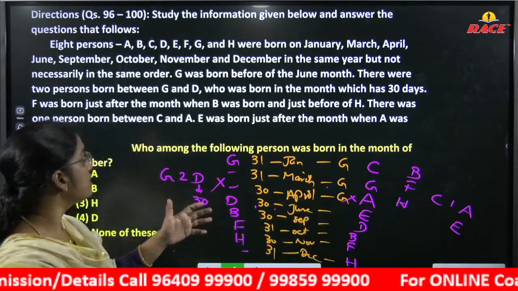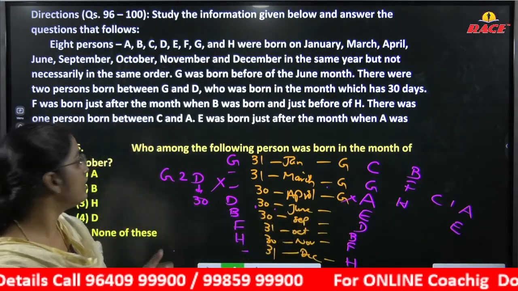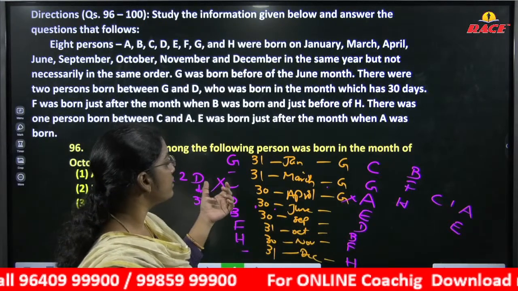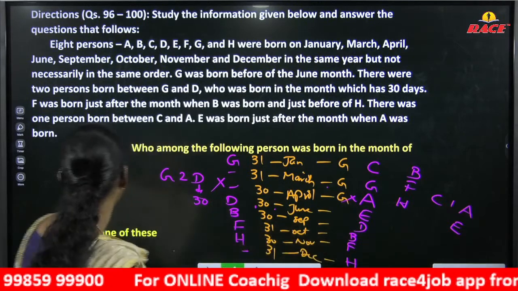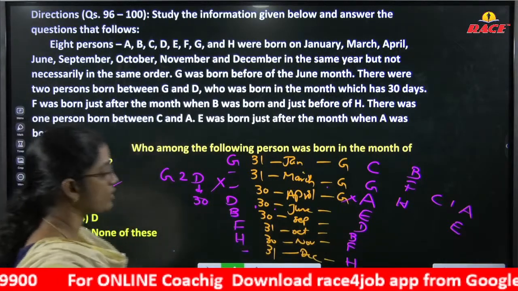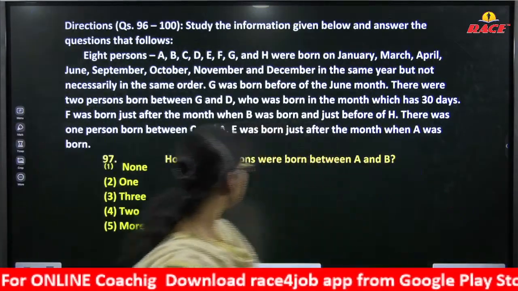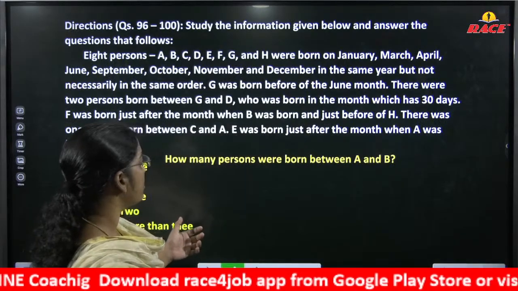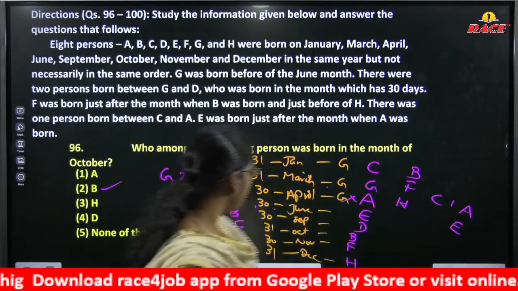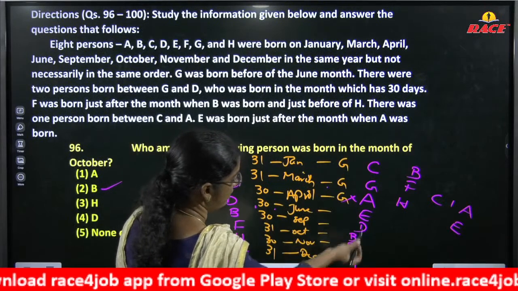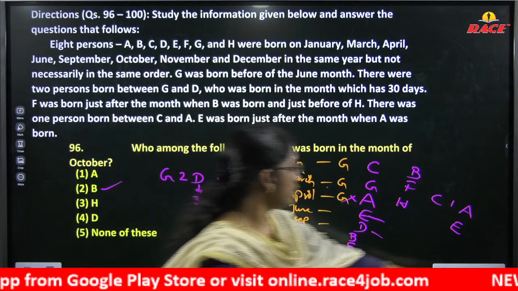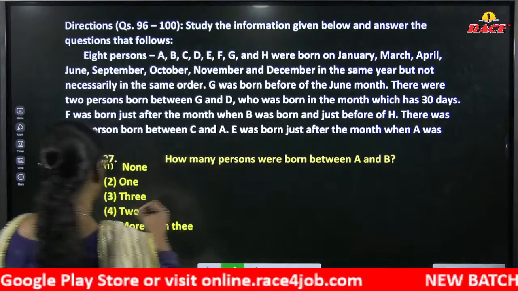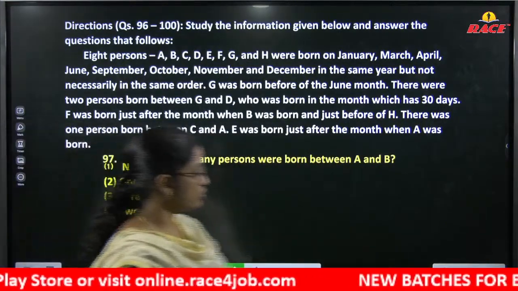So for this arrangement, we have five questions. Who among the following persons was born in the month of October? The person born in October is B, so our answer is B. Next question: how many persons were born between A and B? In between A and B, only two persons are there. So our answer is two.